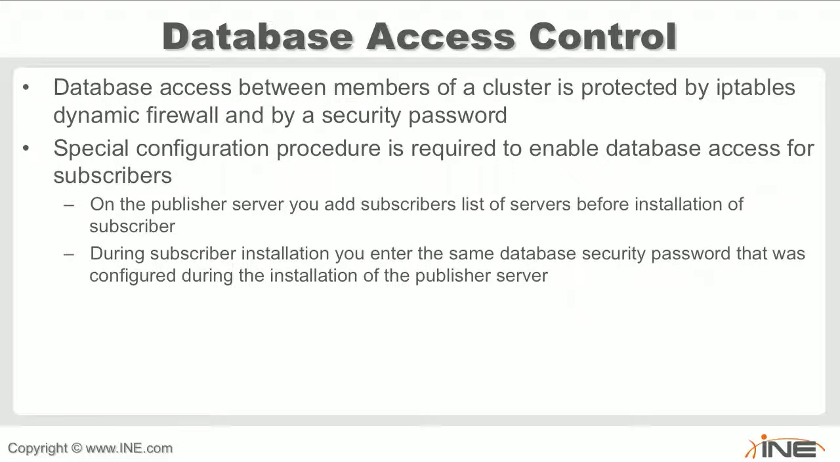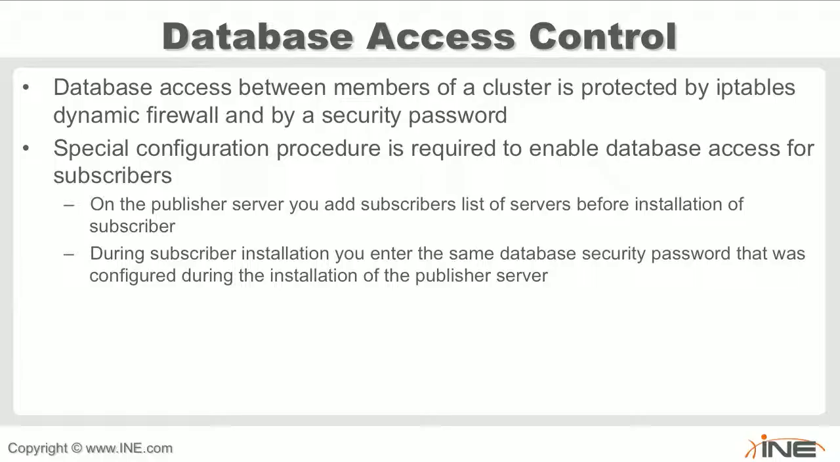Speaking about the database, we want to talk about database access control. So database access between members of a cluster is actually protected by Linux IP tables. Remember, we're running on Red Hat Enterprise Linux as the base, and of course it's a whittled down kernel that has been highly customized by Cisco to essentially make it an appliance, but it is running IP tables and we have a dynamic firewall. We also have a cluster-wide security password. So there's really a two-phase control of access over the database.